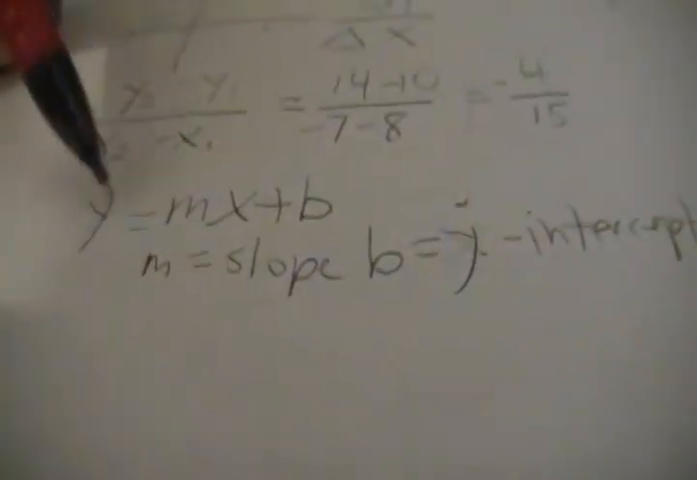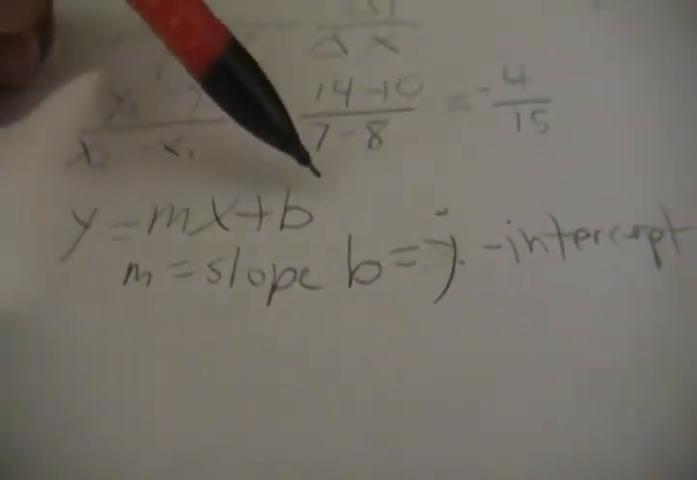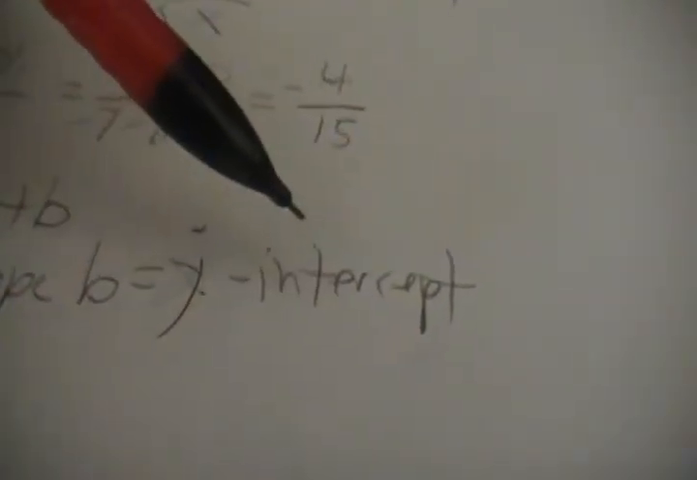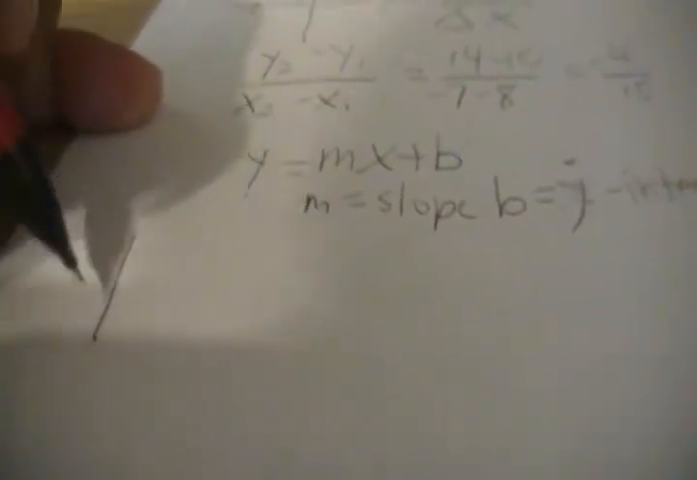Okay, so now we're going to move on to what we call the slope-intercept form. The general form of this is y is equal to mx plus b. M is the slope, which is going to be the change in y over the change in x. B is equal to the y-intercept.